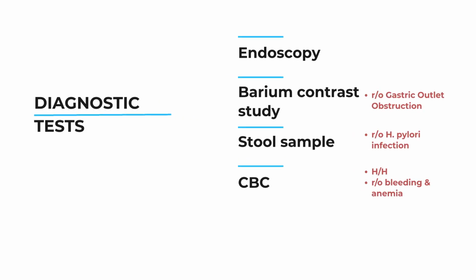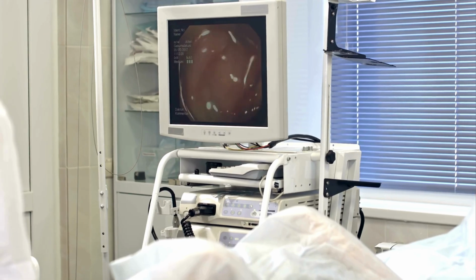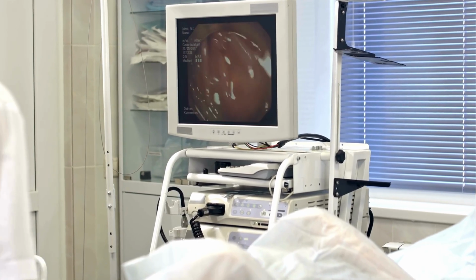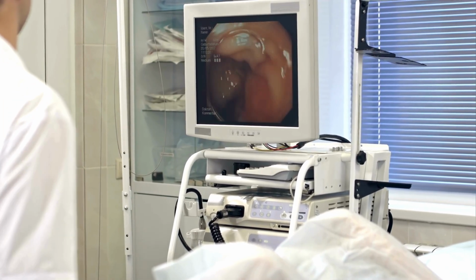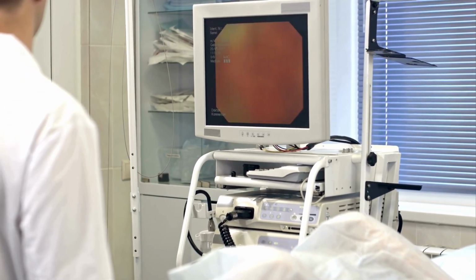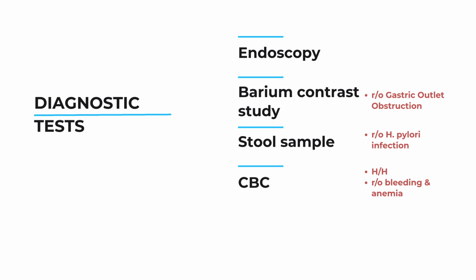So one of the diagnostic tests we use to rule out peptic ulcer disease is endoscopy to identify the location of the ulcer. With endoscopy, we can also do a biopsy and collect specimens to check for the presence of H. pylori and rule out cancer. Other studies like a barium swallow test can also be performed to rule out gastric outlet obstruction. We can also collect stool samples to rule out H. pylori infection and check their complete blood count, including hemoglobin and hematocrit, to rule out bleeding and anemia.